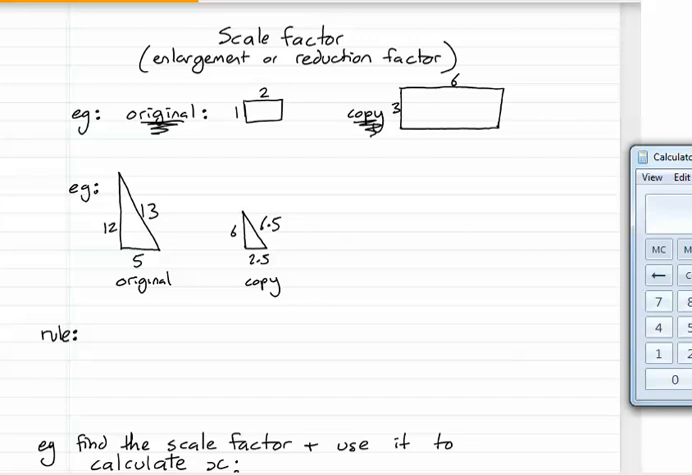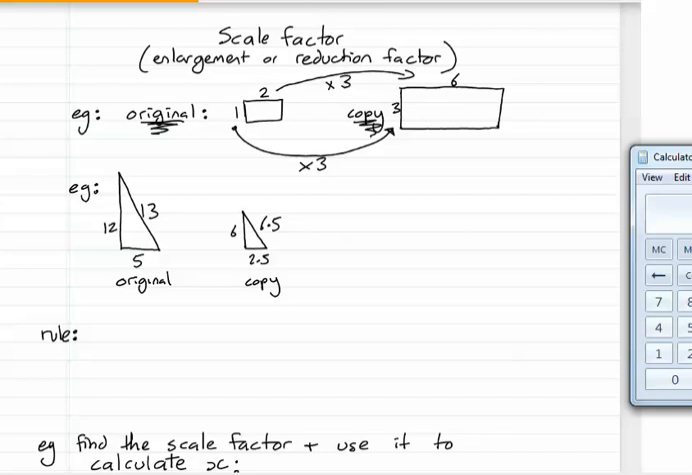Sometimes you can see the scale factor really easily. What did I multiply the original one by to get the value on the copy of 3? I multiplied by 3. That means the scale factor is 3. We check it. Did I multiply by 2 to get to 6? I did. The scale factor is 3.